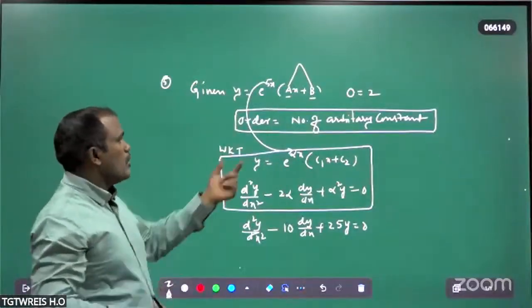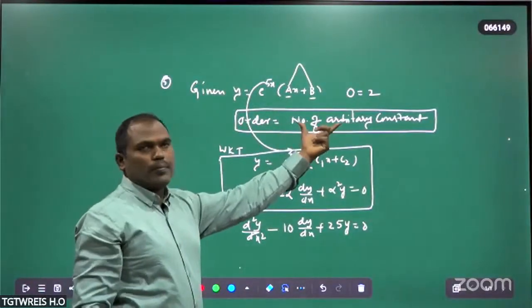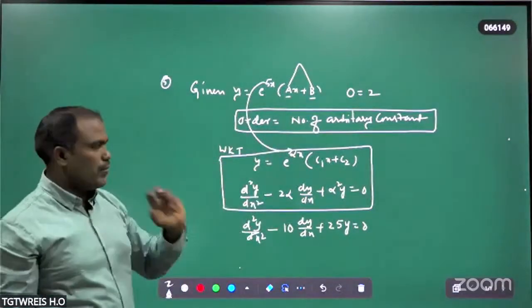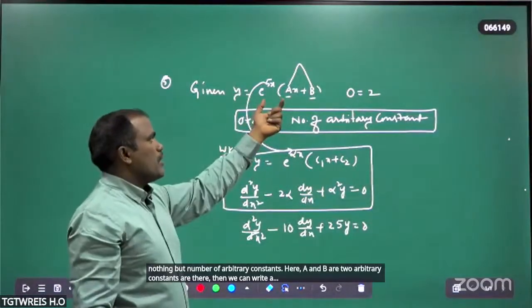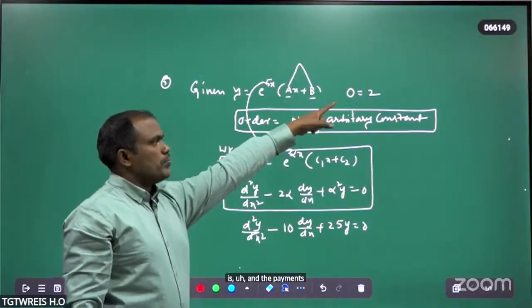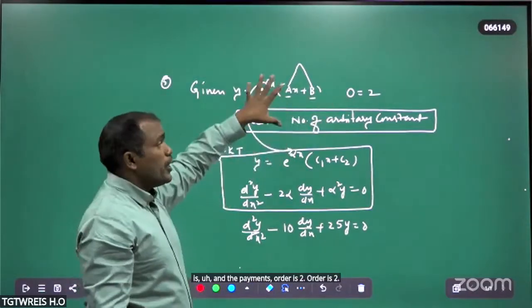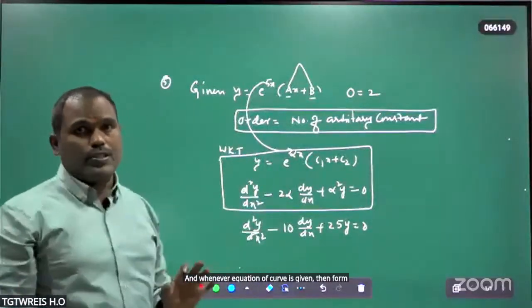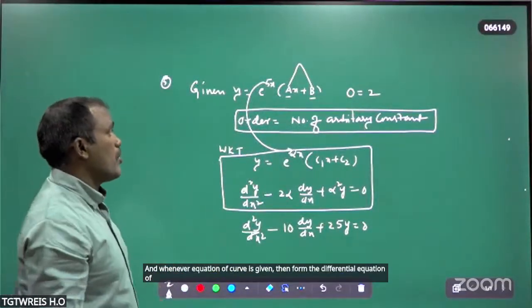Arbitrary constants. So order is nothing but the number of arbitrary constants. Here A and B are two arbitrary constants. Then we can write order is 2. And whenever the equation of a curve is given, then we form the differential equation, if the differential equation is asked.